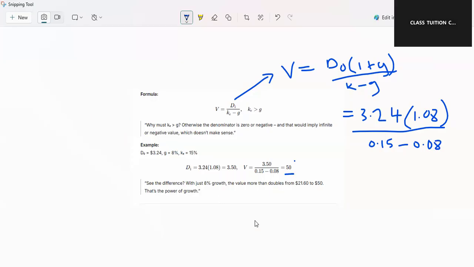So see the difference here is that our value doubles to more than half from the initial 21 under the constant growth to this one here, the $50.